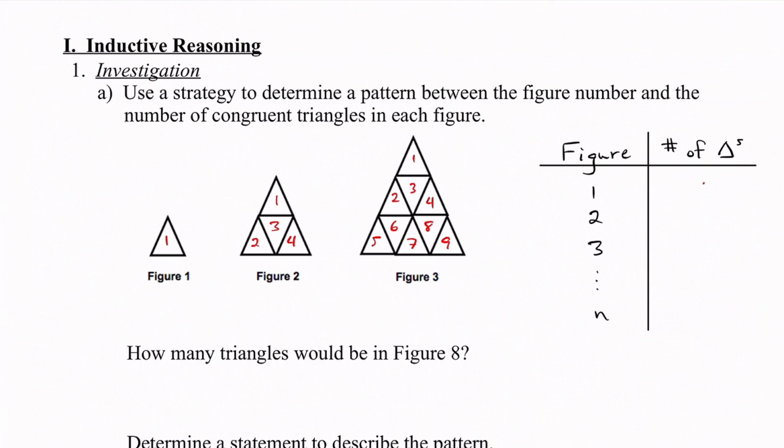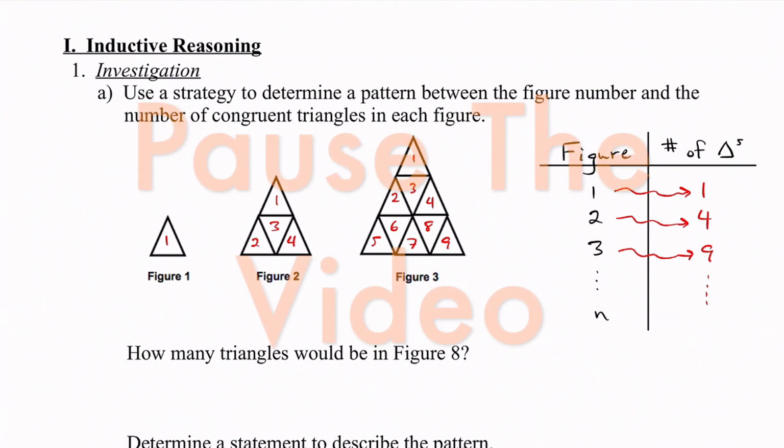So figure 1, it had 1 triangle. Figure 2, we got 4. Figure 3 had 9. So we're going to try to come up with a pattern or some type of method to figure out when I get down to n, how many triangles I'm going to have in that. So if you want to try to figure out a way to go from 1 to 1, 2 to 4, and 3 to 9, I'll give you a sec to try to figure that out.